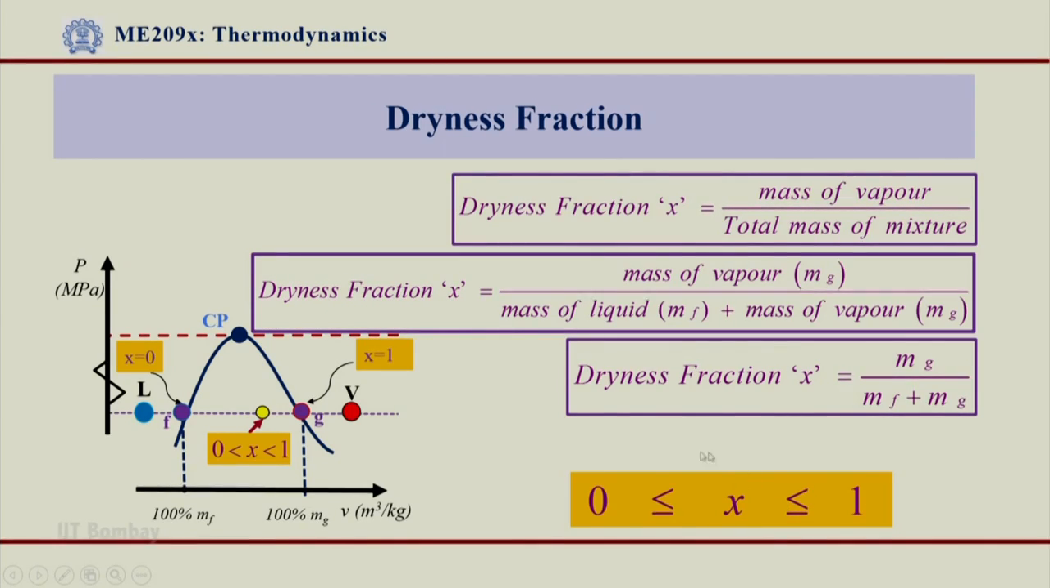That means the X value can in extreme cases be 0 and 1, and in between it will have 0.1, 0.2, 0.3, 0.4, up to 0.99, alright. And therefore whenever X is between 0 and 1, I know that it is a two-phase mixture. It is a very important parameter which helps us to calculate the properties of a two-phase mixture.